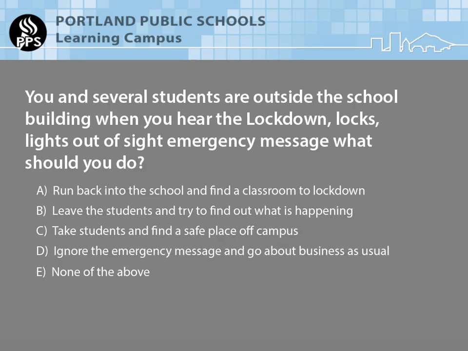You and several students are outside the school building when you hear the lockdown, locks, lights, out of sight emergency message. What should you do? A. Run back into the school and find a classroom to lock down. B. Leave the students and try to find out what is happening. C. Take students and find a safe place off campus. D. Ignore the emergency message and go about business as usual. Or E. None of the above.